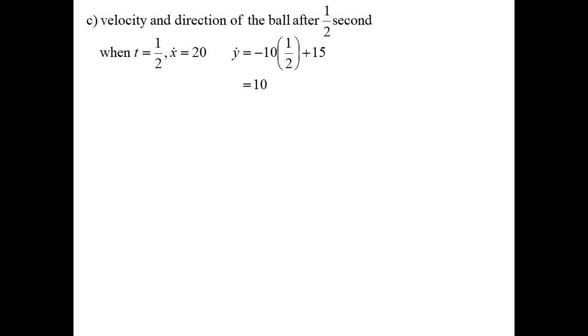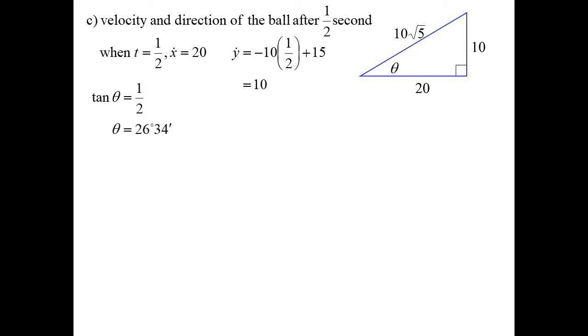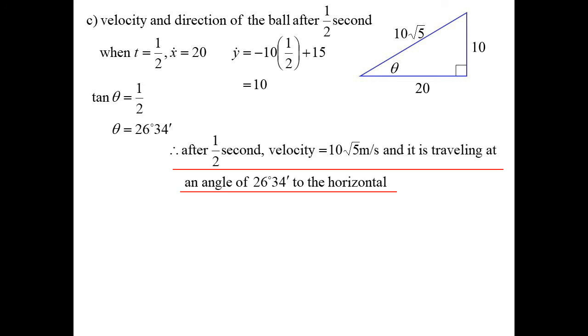Let me just draw myself a triangle there, or a vector diagram if you like, to resolve these. Horizontally 20, vertically 10, we're going up. A bit of Pythagoras. We know the magnitude of that vector is 10 root 5. A bit of trig, and that angle would be 26 degrees 34. After half a second, we know we're traveling at 10 root 5, making an angle of 26 degrees 34 to the horizontal.